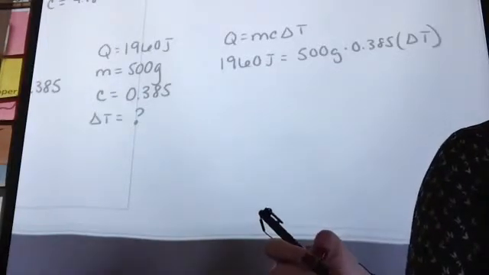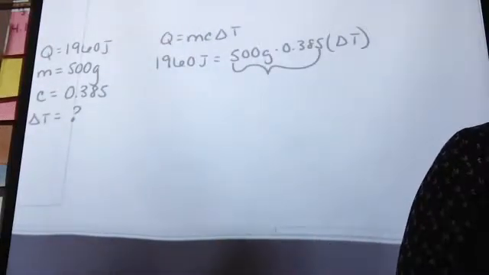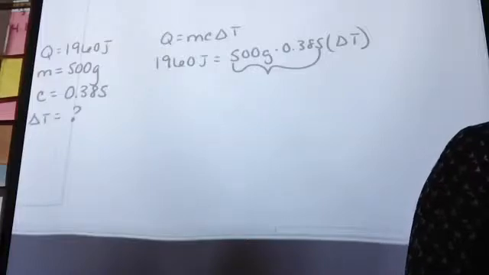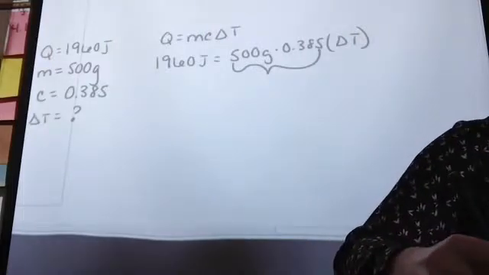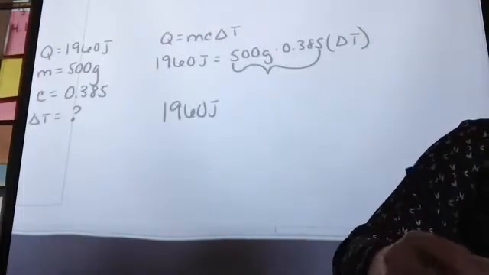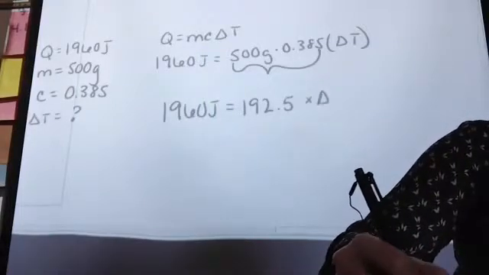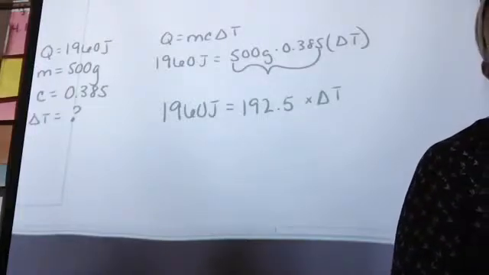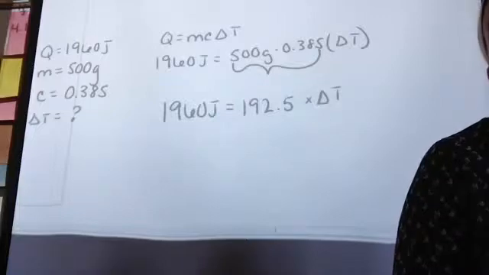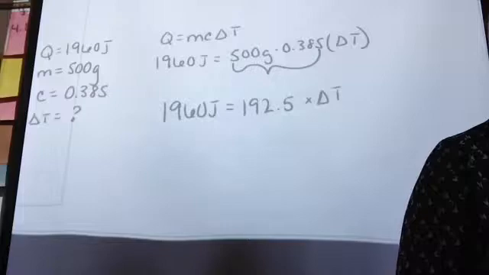Now, I like to do one step at a time, so I am going to multiply 500 times 0.385 first. And I get 1,960 joules is equal to 192.5 times delta T. The reason I do that is because if you plug it into your calculator and you don't put a parentheses around the denominator, the calculator reads it as 3 separate problems and you'll get the wrong answer. So I like to do one calculation at a time.